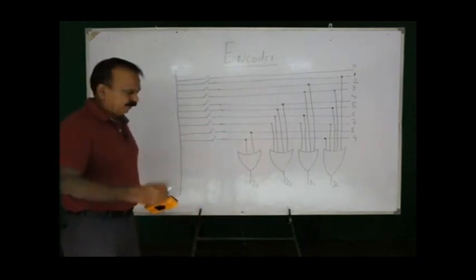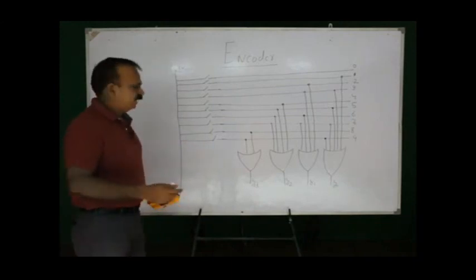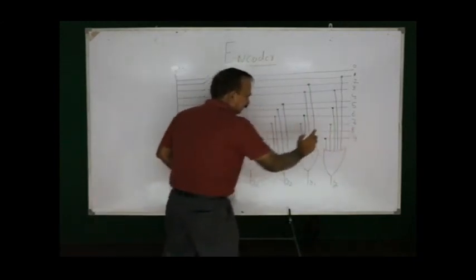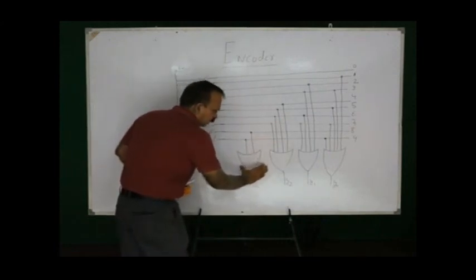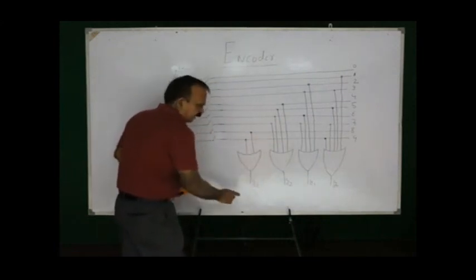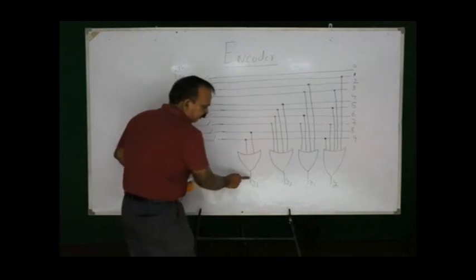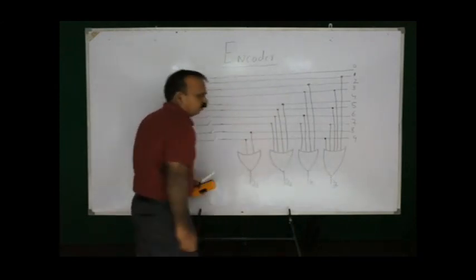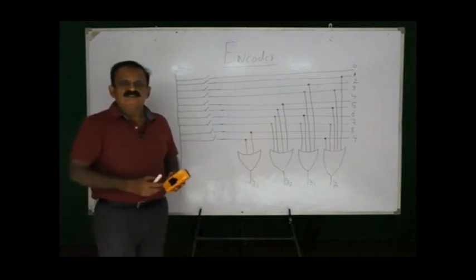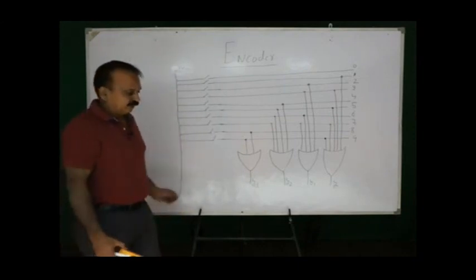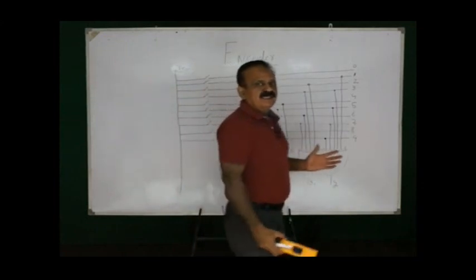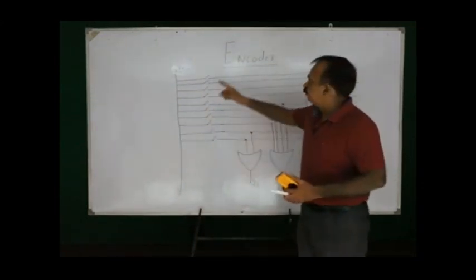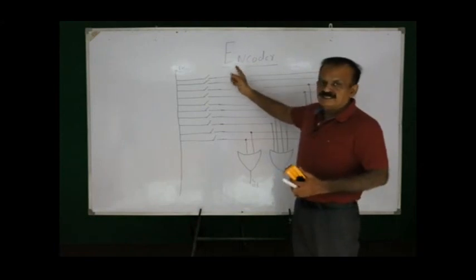Let it be one more. If I press the key for 8, there will be current in this horizontal wire and this horizontal wire is connected to only one of the OR gates and the output will be high here. It will be 1 0 0 0, which is the binary equivalent of 8. So this circuit is converting decimal numbers into binary numbers, and this is known as an encoder circuit.